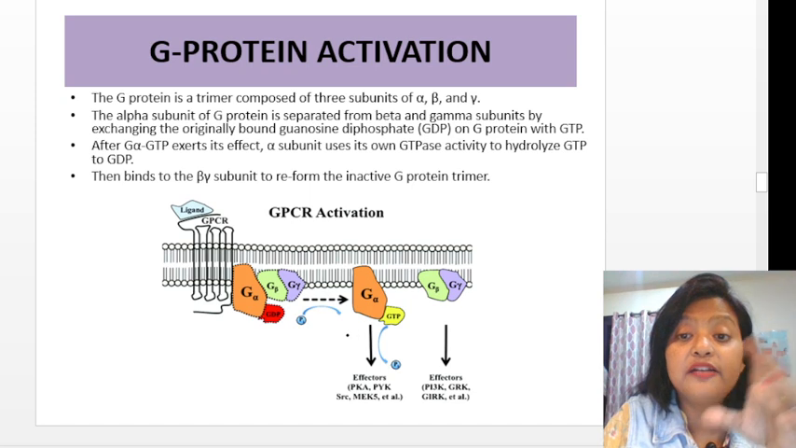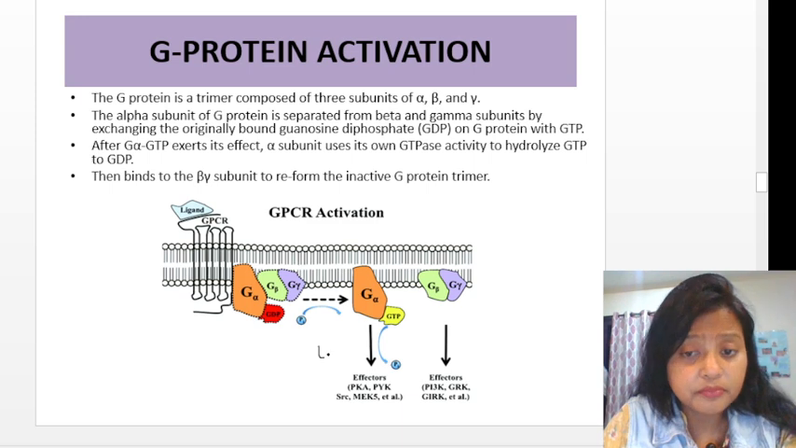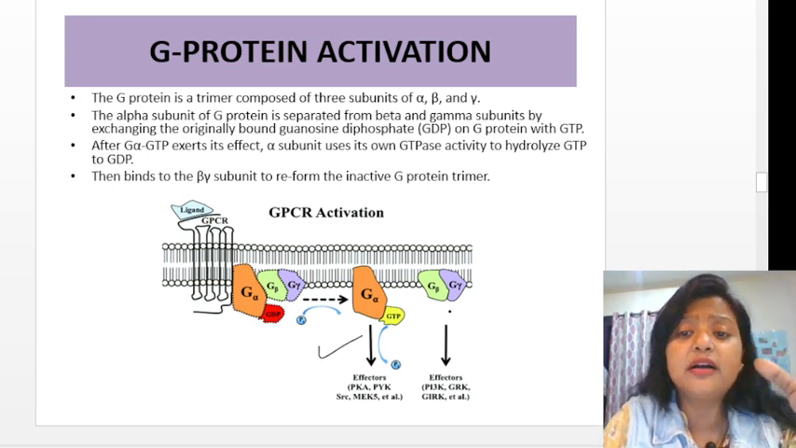So this will have its own responses. You can see effectors out here, PKA, PYK, MEK5. Okay, so it has its own responses, and G beta and G gamma will have their own cellular responses. Okay, तो ये होता है. Once this is done, what will happen again?